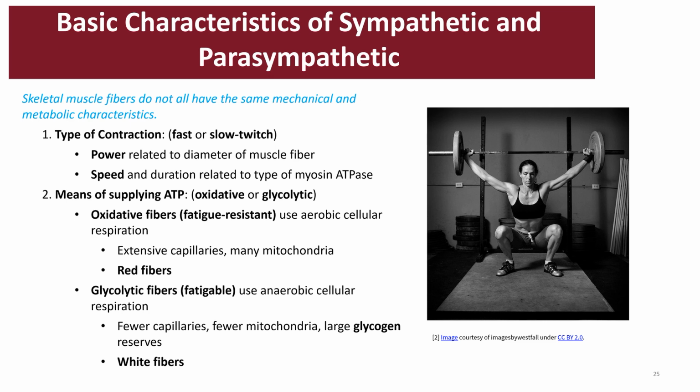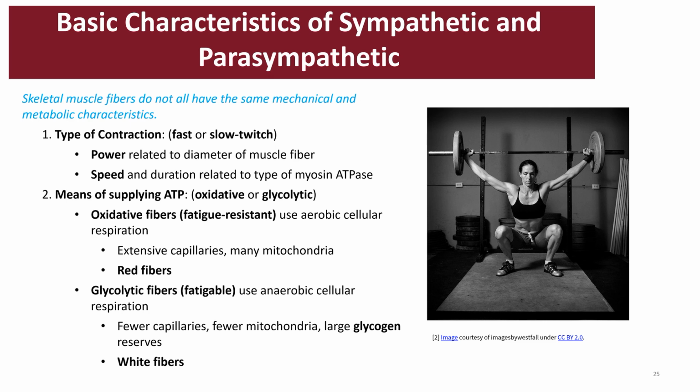The power is related to the diameter of the muscle fiber. The speed and duration is related to the ability of the myosin ATPase to hydrolyze ATP. It also is relevant to the quickness of the action potential propagation, as well as how quickly the calcium is released and reabsorbed. When we consider the supply for ATP, there are two major pathways, the oxidative versus glycolytic.